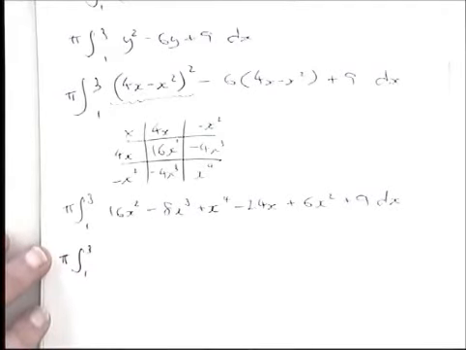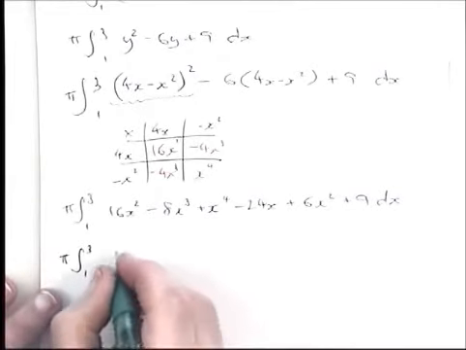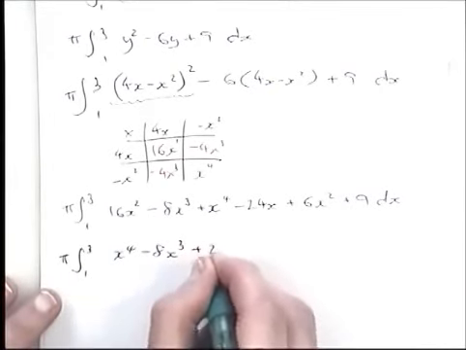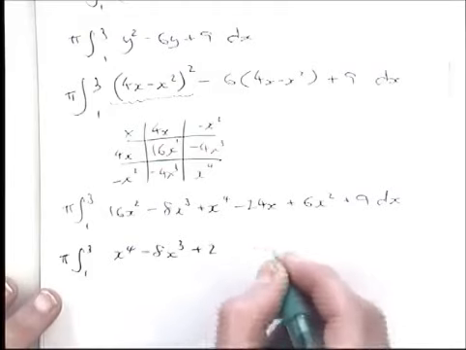Ross, are you ahead of me? Okay, when you simplified that, when you grouped those bits together, what did you end up with? X to the power 4, minus 8x cubed, plus 24x squared, minus 24x, plus 9x.